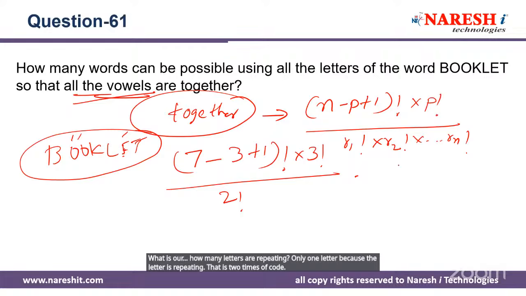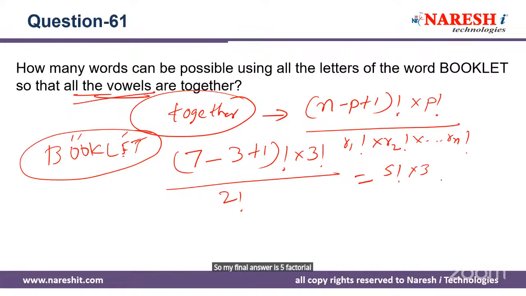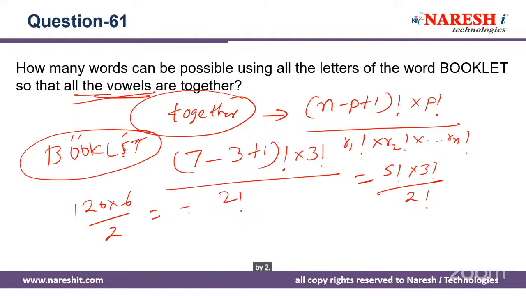So my final answer is 5 factorial into 3 factorial divided by 2 factorial. So we get 120 into 6 by 2, so 720 by 2, 360 words possible where the vowels will be coming together.